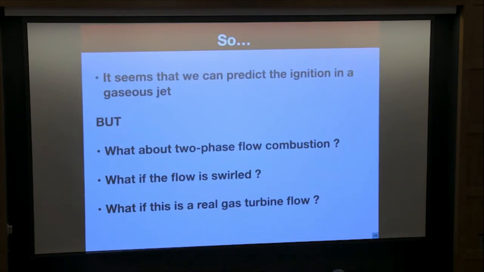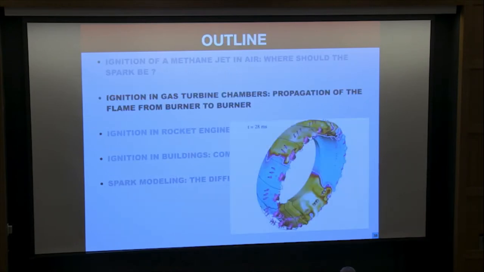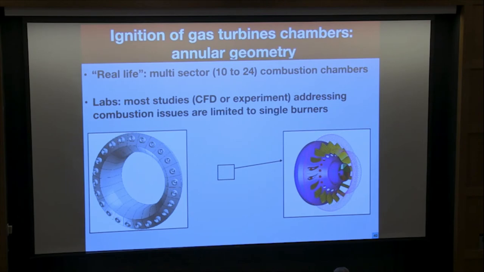Let me jump that. So let's go now to two-phase flow combustion, swirl flows, let's say more complicated situation. So I'm going to talk about the gas turbine case. In the real life of gas turbines, they have multiple injectors, multiple burners. If you go to Siemens, you're going to have 24 of these guys. That's probably the maximum. And most other chambers will have between 10 and 16.